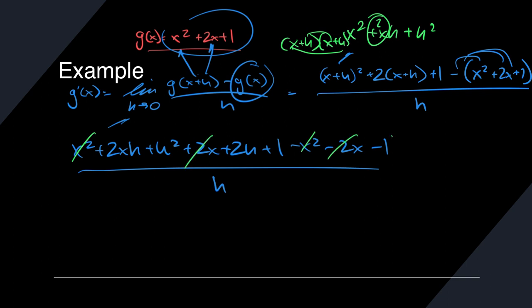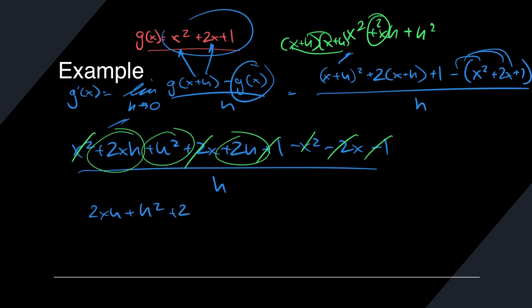2x there, that goes away, this goes away. And all I'm left with is 2xh, h squared, and 2h. So let's rewrite that. 2xh, in no particular order, except the order it appears. I can factor an h out of the numerator and the denominator, and I'm left with 2x plus h plus 2. And let me rewrite this, sorry.